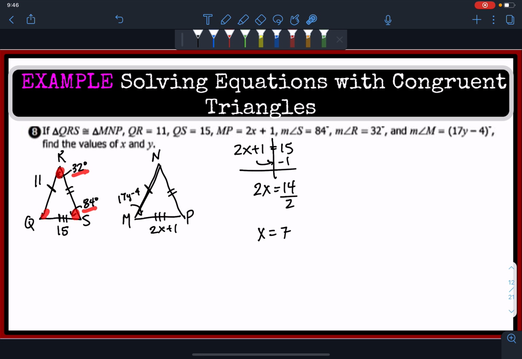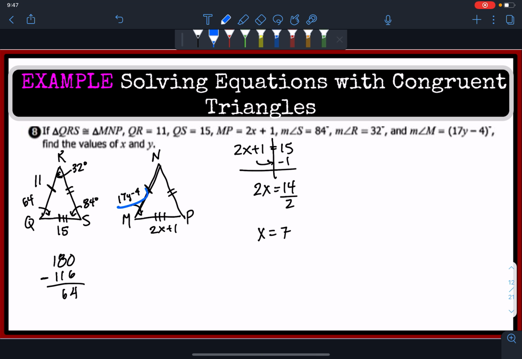So we can figure out the missing one by using the triangle sum theorem, that these 3 angles add up to 180 degrees. So if I get 180 degrees and I subtract 84 and 32, which is the same thing as subtracting 116, I can figure out the measurement of that missing angle. So 180 minus 116 is equal to 64. So the measurement of this angle here is equal to 64.